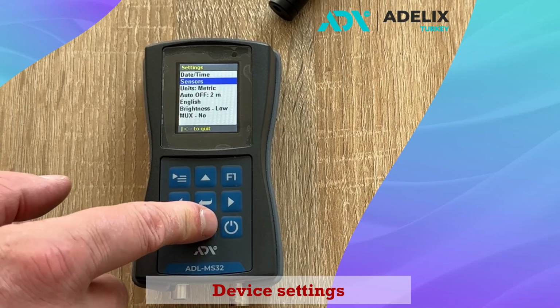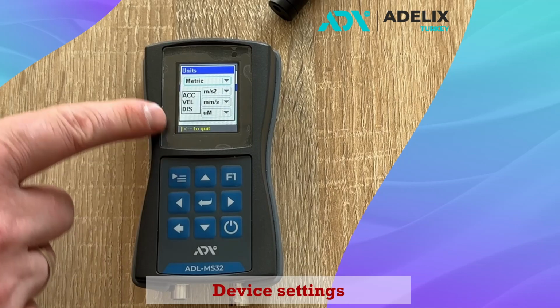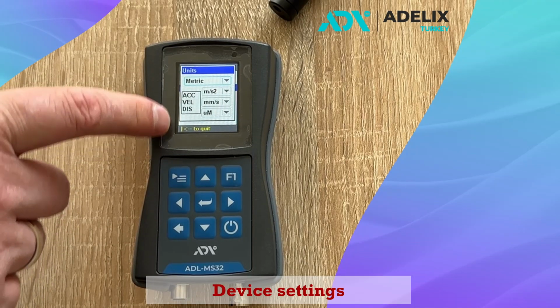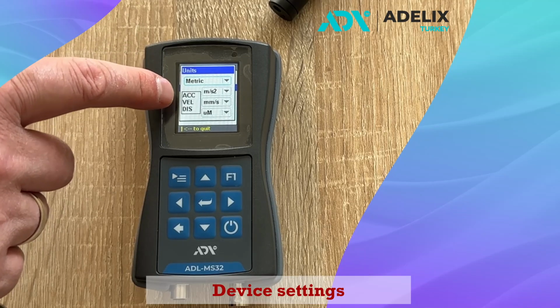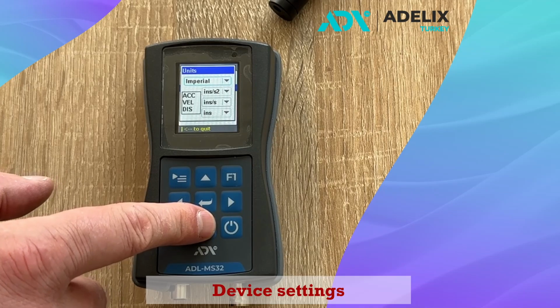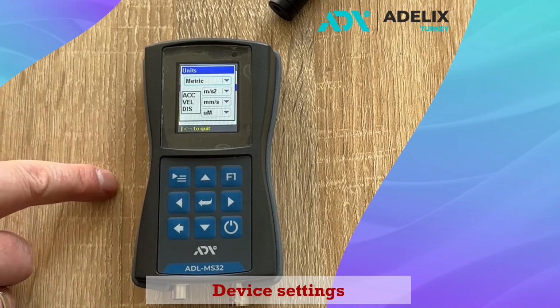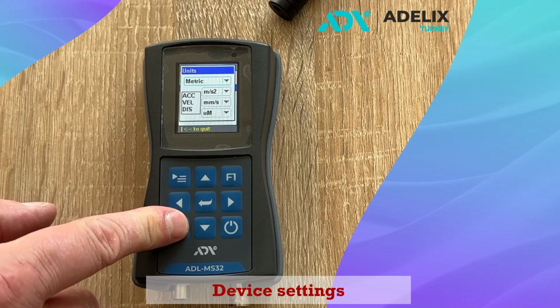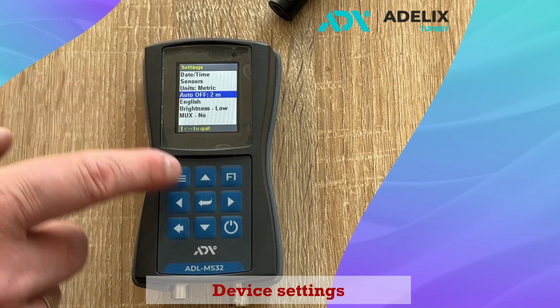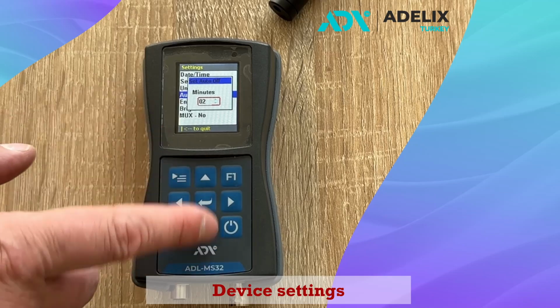Next, there is the Unit of Measurement menu, where you can set the units for vibration acceleration, vibration velocity, and vibration displacement. You can also choose between measurements in imperial or metric units. There is also a device auto-off mode available.